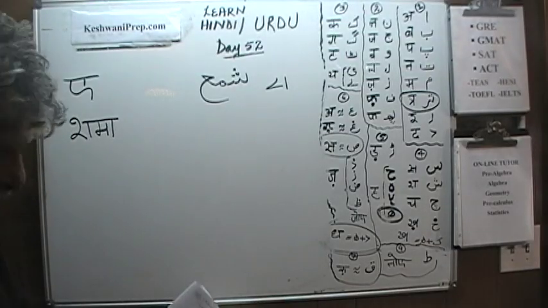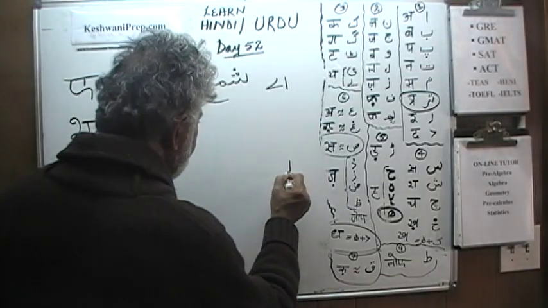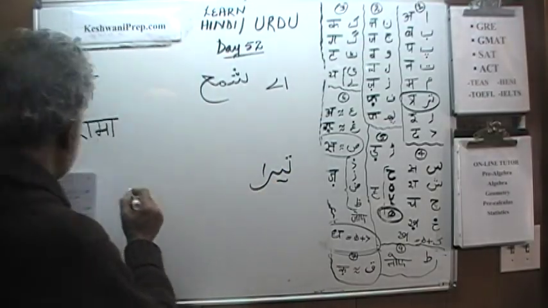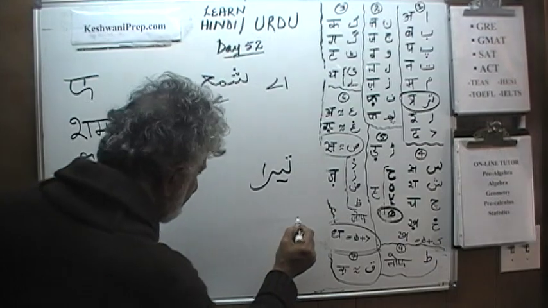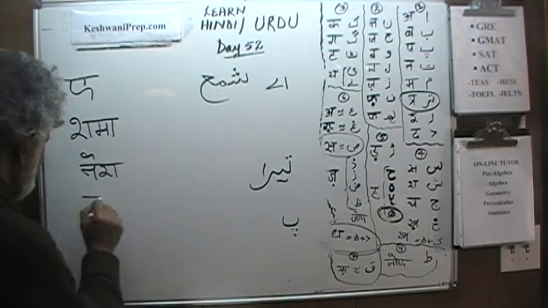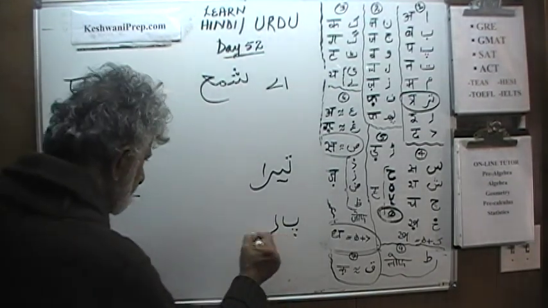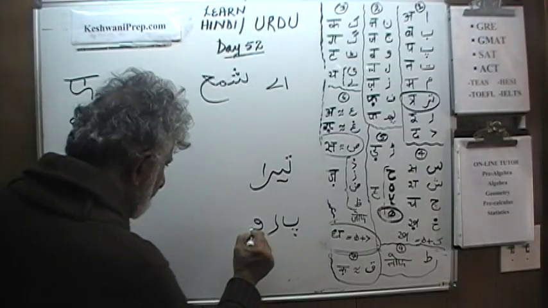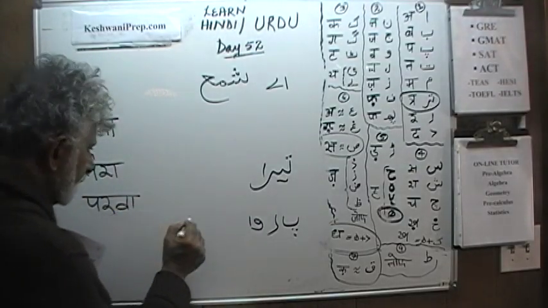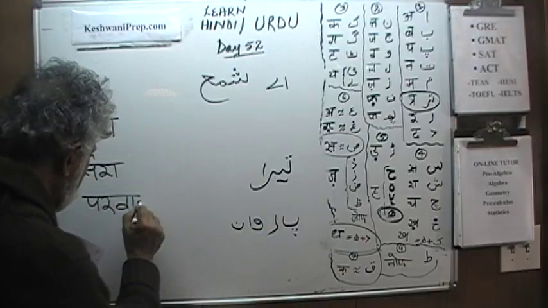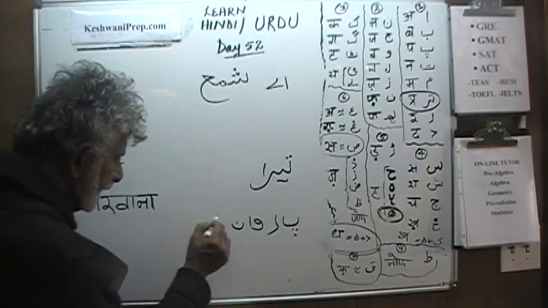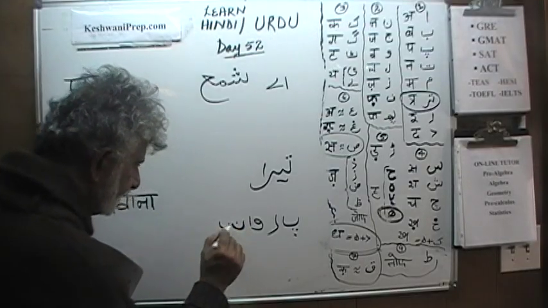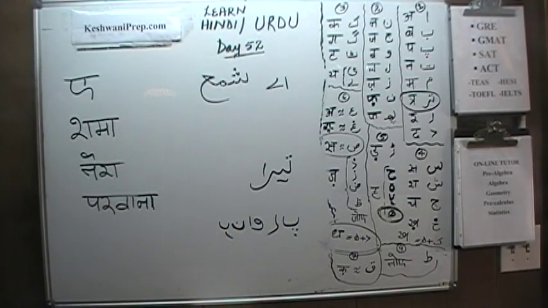And the next 2 words are Tera, Parwana, Pa, Ra, Wa, Na, and Aki Matra. But even though it ends with the Aki Matra, in Urdu it's going to end with a H. And that reads Parwana. Parwana. Let's put it together. Let's put it right here.